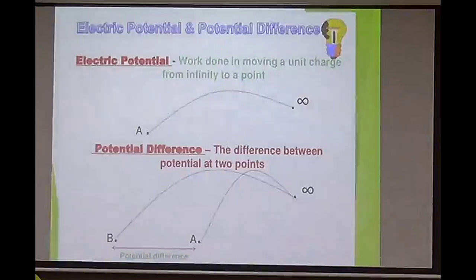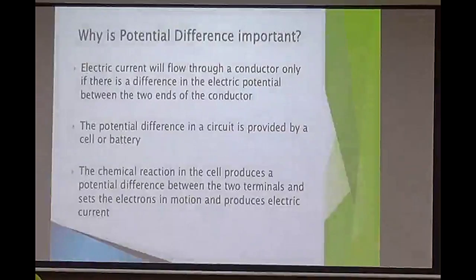Look here now. You have a charge being brought from a point at infinity to a point A. You can see here the work done in moving this charge from infinity to that point is called electric potential. And if you have two such points A and B, the difference between the potentials of these two points is called potential difference. Now, why is it so important? Why are we discussing potential difference? Electric current will flow through a conductor only if there is a difference in electric potential between the two ends of a conductor.